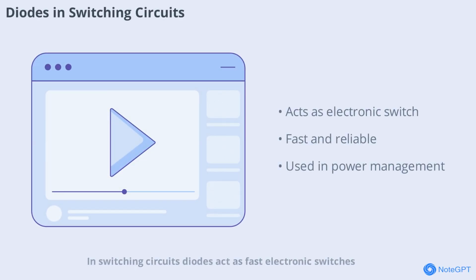In switching circuits, diodes act as fast electronic switches. They can quickly turn current on or off, making them essential in power management and signal processing. Their speed and reliability are crucial for modern electronics that require rapid switching capabilities.